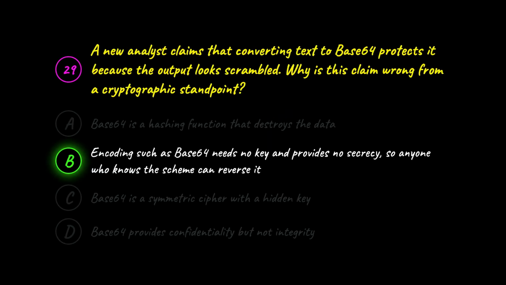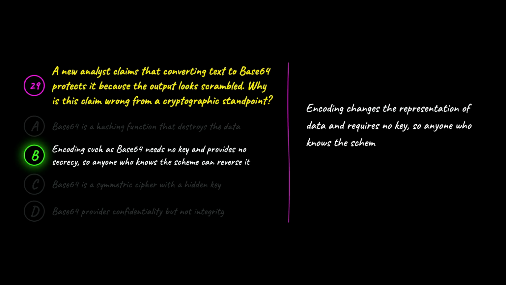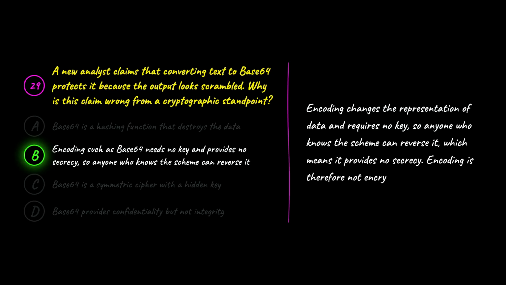The correct answer is B. Encoding such as base 64 needs no key and provides no secrecy, so anyone who knows the scheme can reverse it. B is correct because encoding changes the representation of data and requires no key, so anyone who knows the scheme can reverse it, which means it provides no secrecy. Encoding is therefore not encryption.